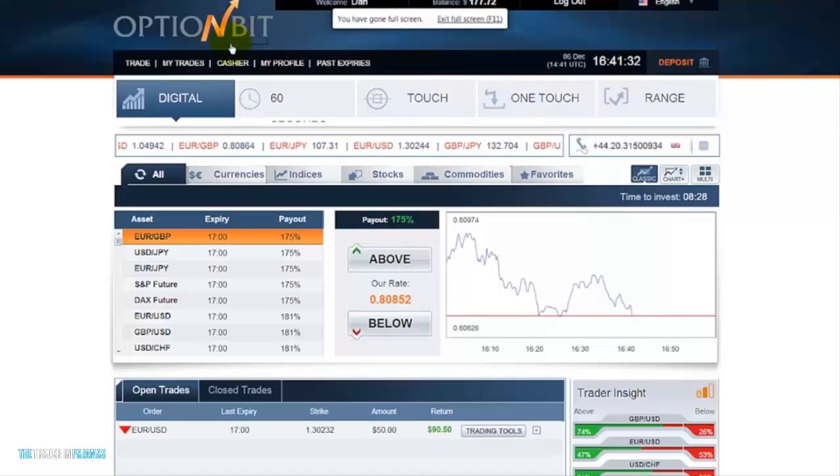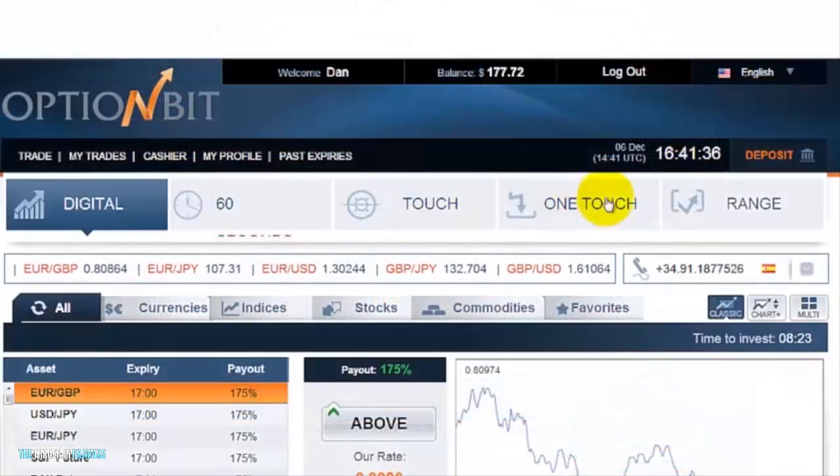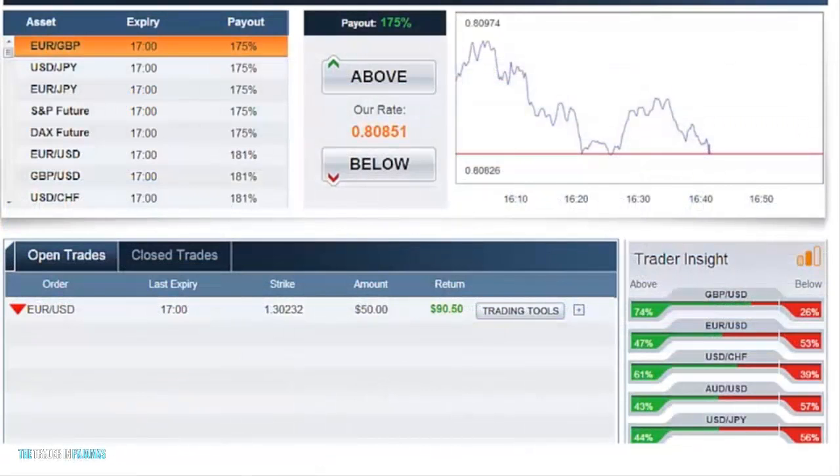Alright, as you can see here, this is OptionBit's binary options trading platform, and on the right, you can see the date again. Notice I have $172.72 in my account, but this balance is due to the $50 trade that I've already got open, which you can see at the bottom of the screen.